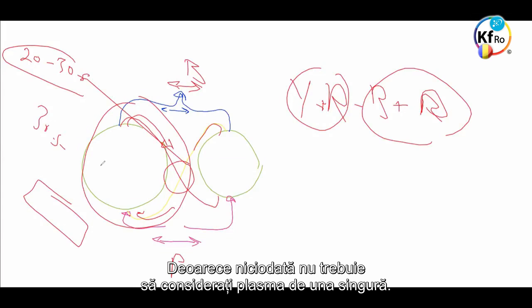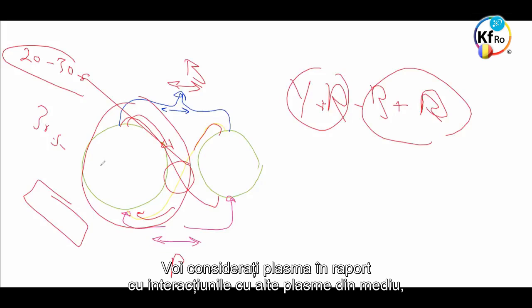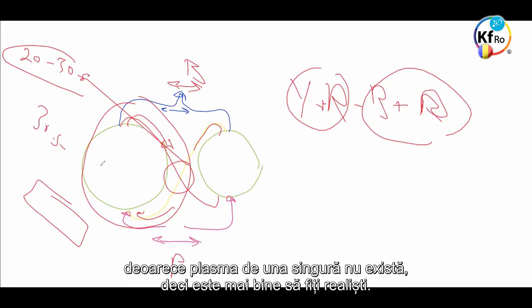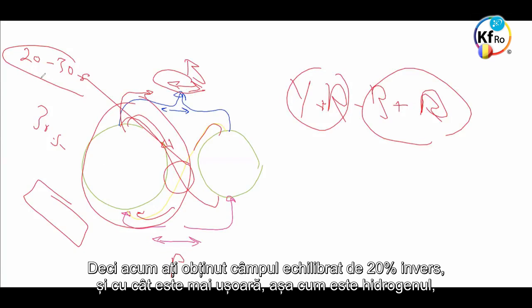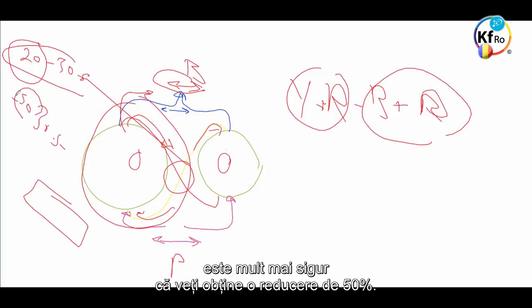Because you never consider plasma on its own. You consider plasma in respect to interaction with the other plasmas in the environment, because plasma on its own does not exist. And the more you have, the heavier elements you have as a plasma, the more you lose here. So we go up to about 20% in the balance field on reverse, and then the lighter you become, like hydrogen, you can go up to 50% reduction.